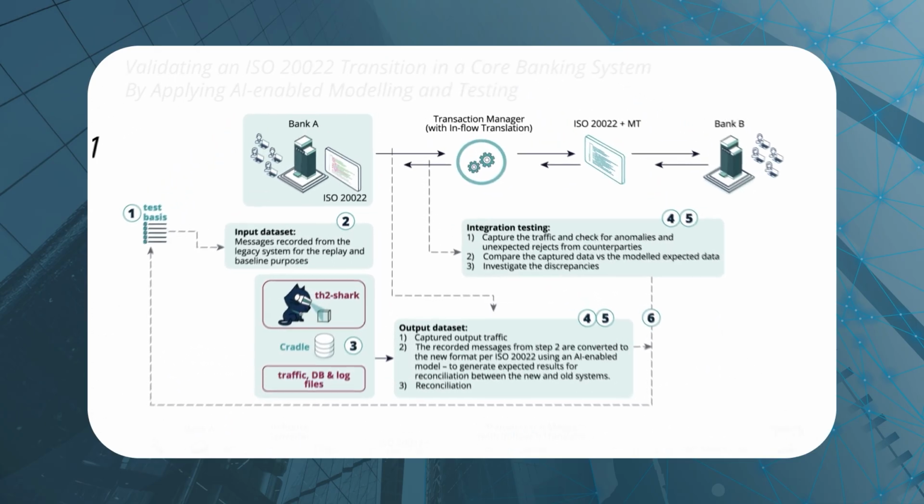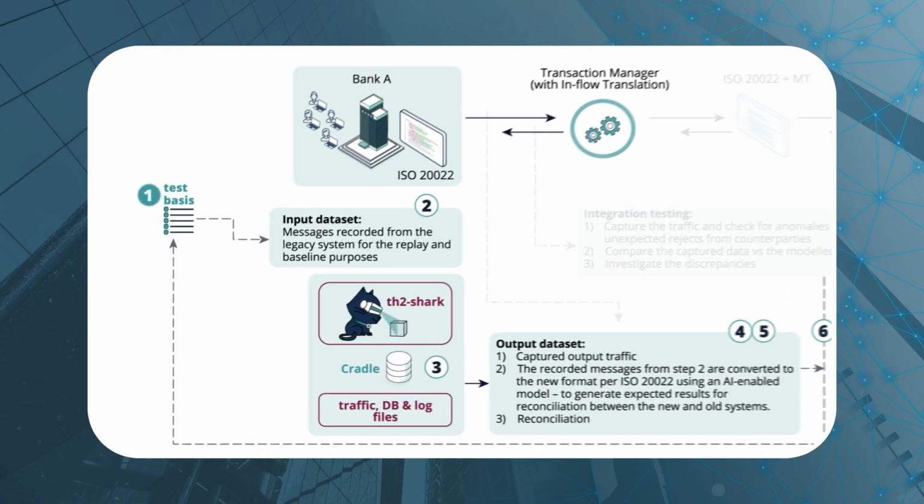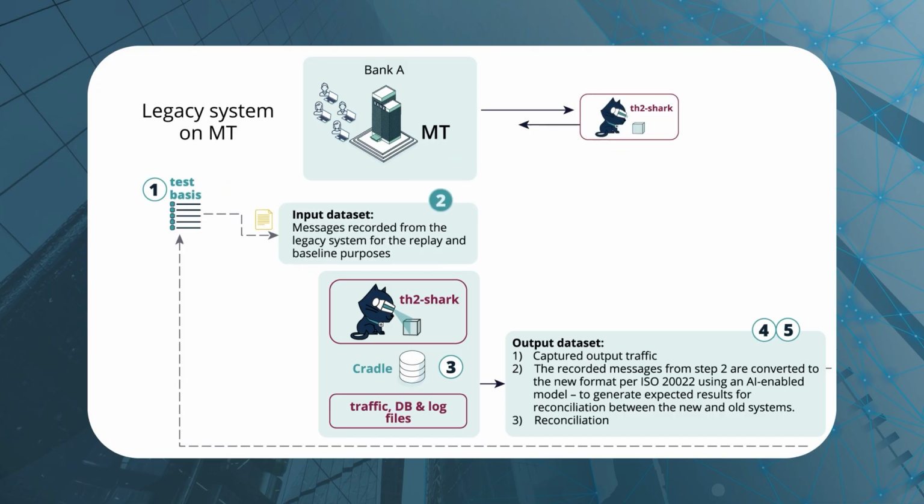As you can notice, the validation steps are structured similarly to what we described earlier in the investment banking test framework schema. The test basis represents the analysis of all data available from the system logs and other formal and informal sources. After a thorough analysis, the gathered data is being normalized and converted into machine-readable form. The input dataset and expected outcomes dataset is derived from the knowledge gathered in the first step. In our example, it's transposed messages from the legacy systems which were recorded for the replay and baseline purposes.